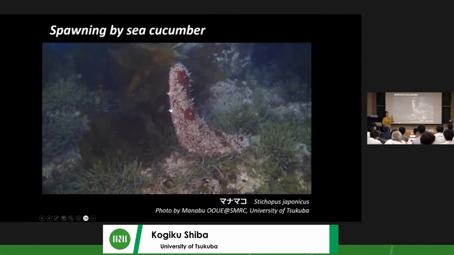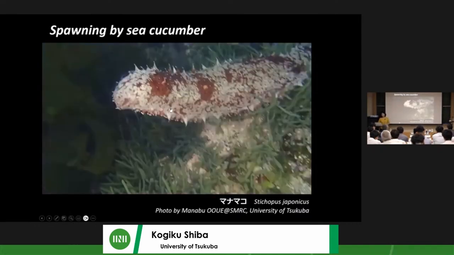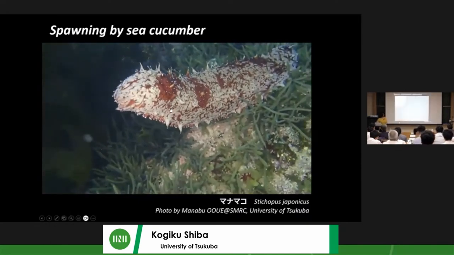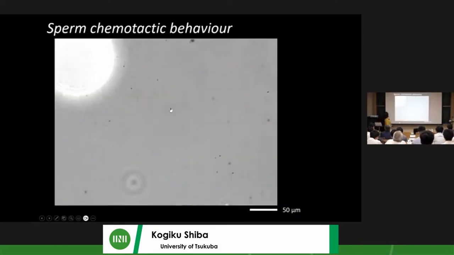In the ocean there are many organisms, but they spawn at the same time. So how do they perform fertilization within the same species? One strategy is sperm chemotaxis. Here I show a Ciona egg and sperm. You can see the sperm approach the egg by a turning movement. This is because of some attractant released by the eggs. This is sperm chemotaxis, a very important strategy to fertilize within the same species.